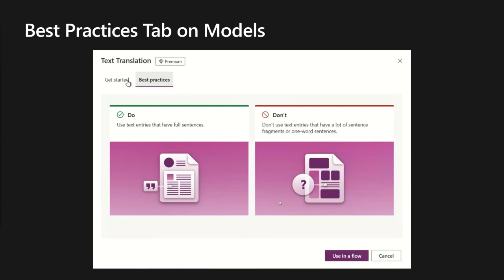So in this case with text translation, don't use text entries that have full sentences. And don't use text entries that have a lot of sentence fragments or one-word sentences. Obviously, the recommendations and best practices for each model are going to be slightly different. So I encourage you to make sure that you're familiar with that tab, click on it, and use the guidance that's out there for each one of the models.